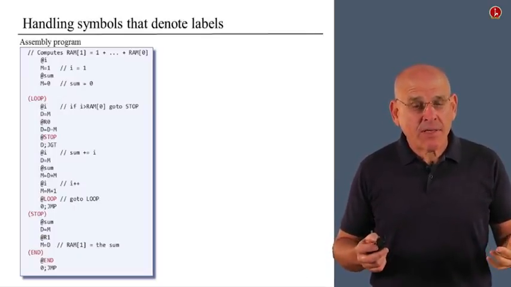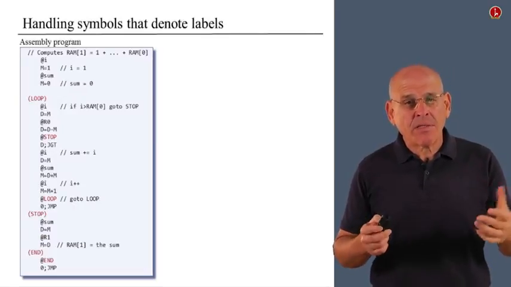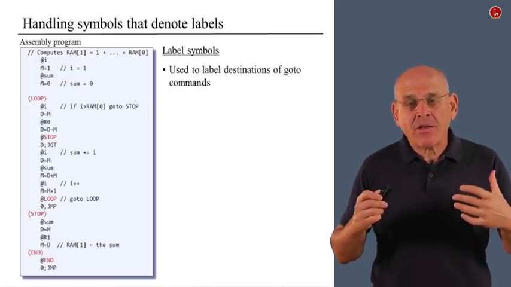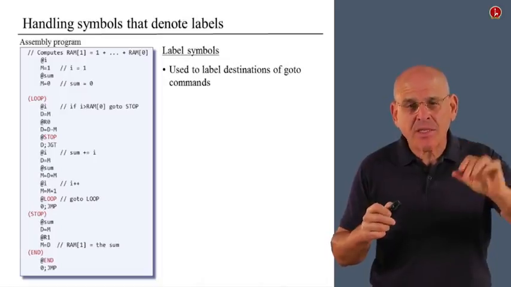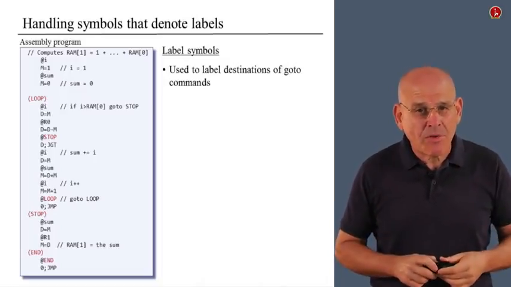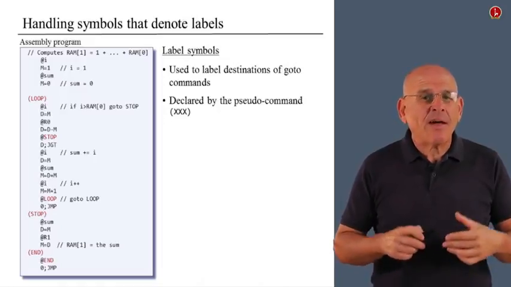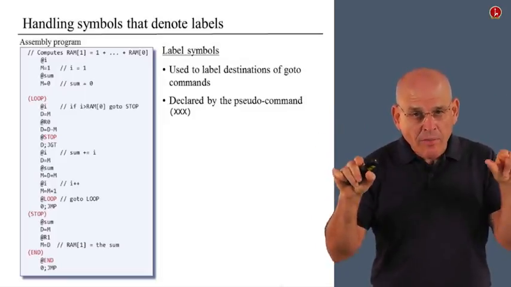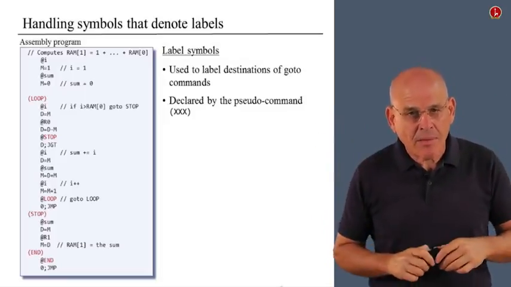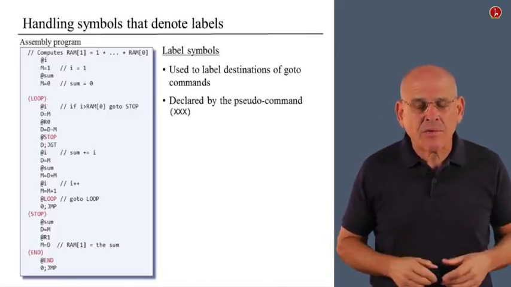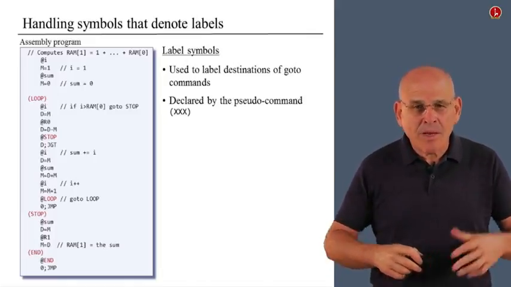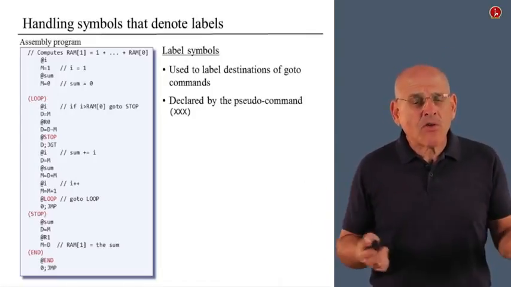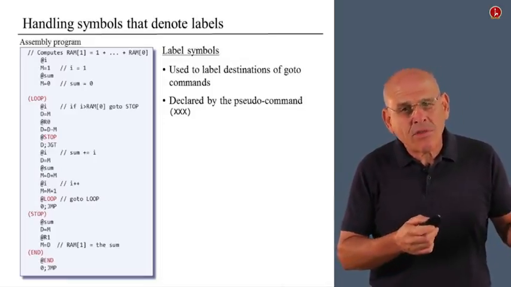The next category of symbols that we have to deal with are symbols that denote labels. Now, label symbols are used to denote destinations in the program that I may want to jump to using go-to commands, and they are declared very specifically using the pseudo command round parentheses and the name of the label in the middle. I've used XXX to stand for this label, which can be any sequence of characters. And these things are called pseudo commands because they don't generate any code.